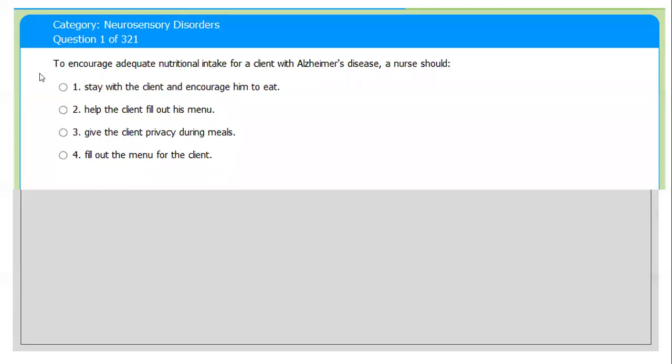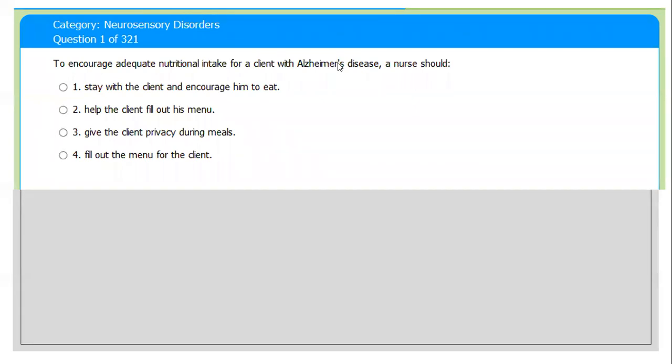The first question here: to encourage adequate nutritional intake for a client with Alzheimer's disease, the nurse should do what? There are four options. You have to choose one. The examiner is asking the question about Alzheimer's disease.